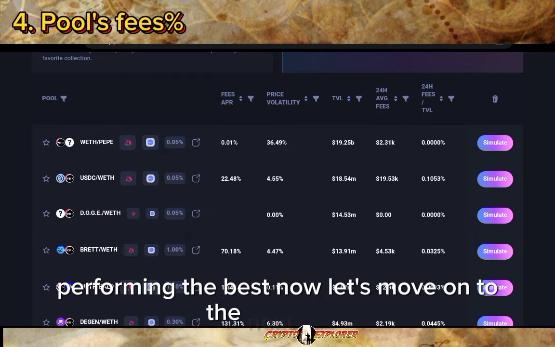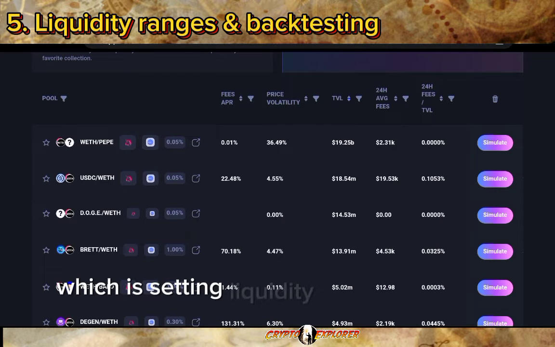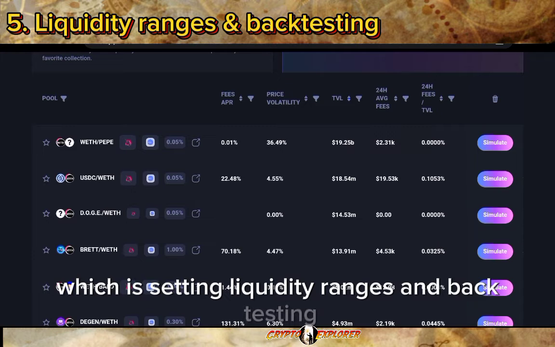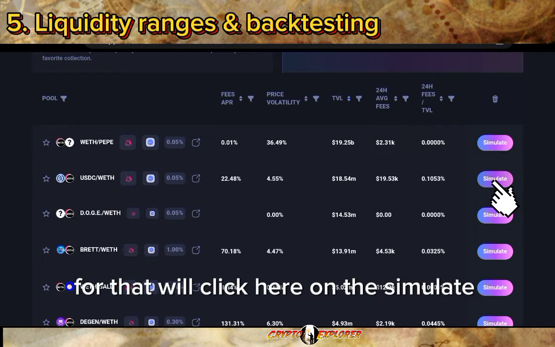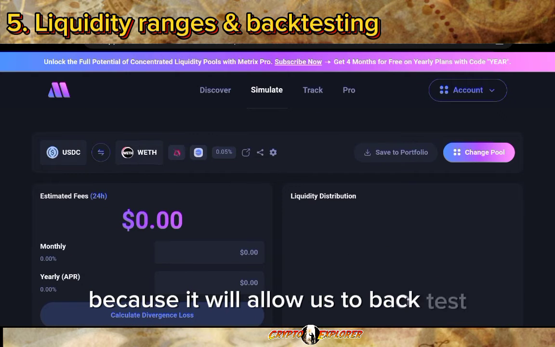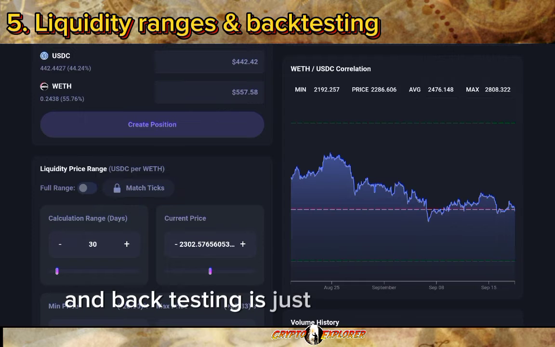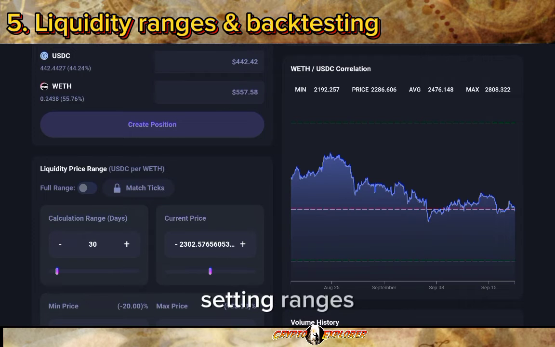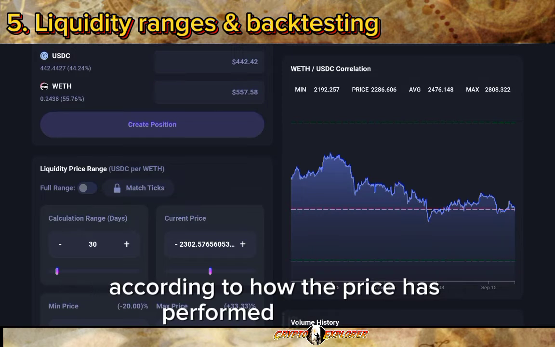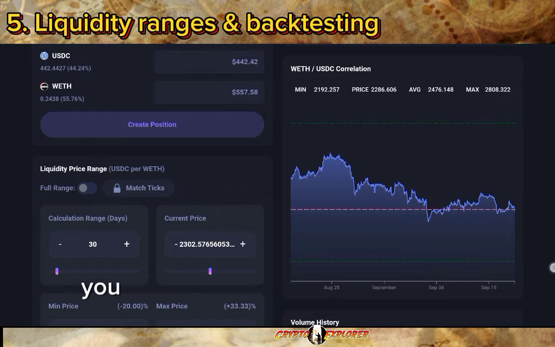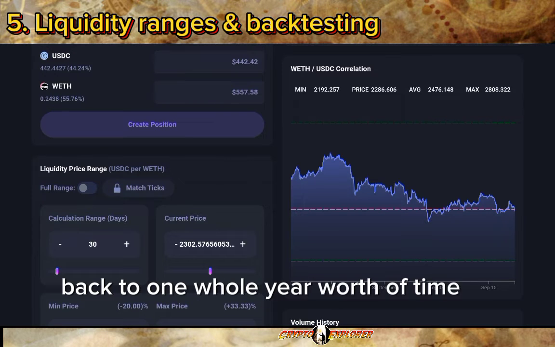Now let's move on to the next point, which is setting liquidity ranges and backtesting. For that, we'll click here on the simulate button because it will allow us to backtest, which is essential. Now Metrix gives you a lot of information that helps you when backtesting. And backtesting is just a fancy word for setting ranges according to how the price has performed in the past. Here on this chart, you can see how the price has been behaving for the past month. You can use the calculation range in days to go all the way back to one whole year's worth of time to backtest with.